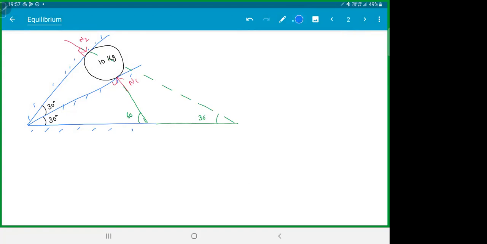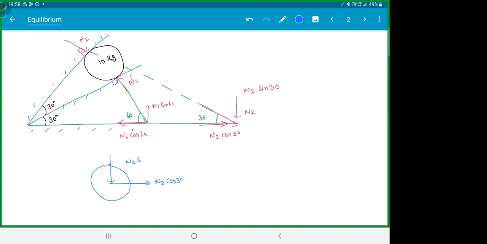So now if you resolve the forces, this will be N1 cos 60. This will be N1 sin 60. This is N2, no? This will be N2 cos 30 and this will be N2 sin 30. So on this sphere here, if you look at the forces, you have N2 cos 30, N2 sin 30, N1 cos 60, N1 sin 60, and you have the weight mg, which is 100 in this case.